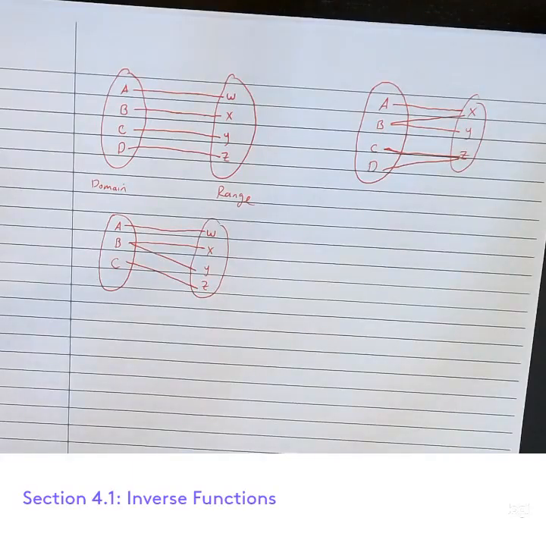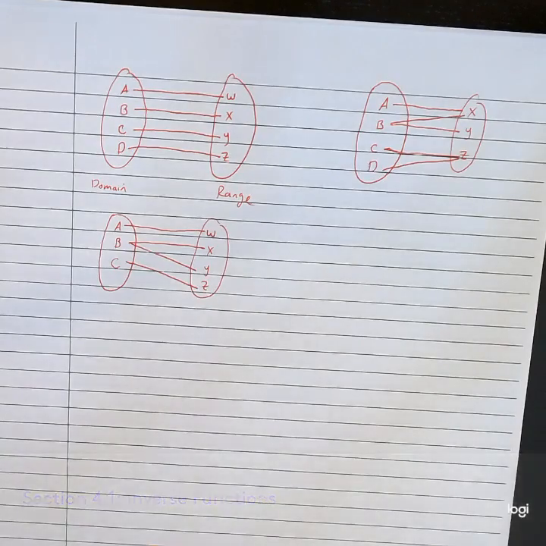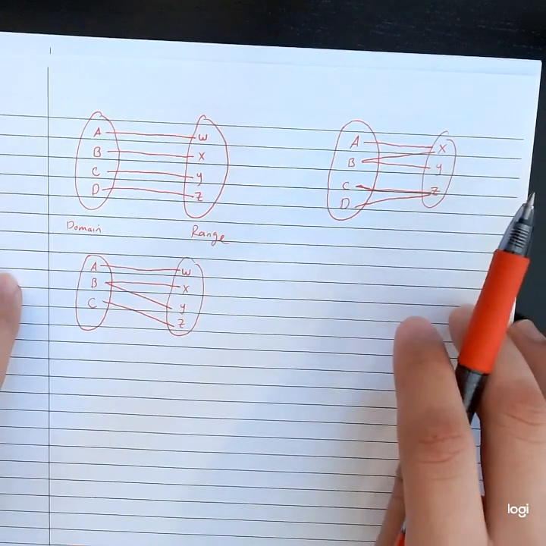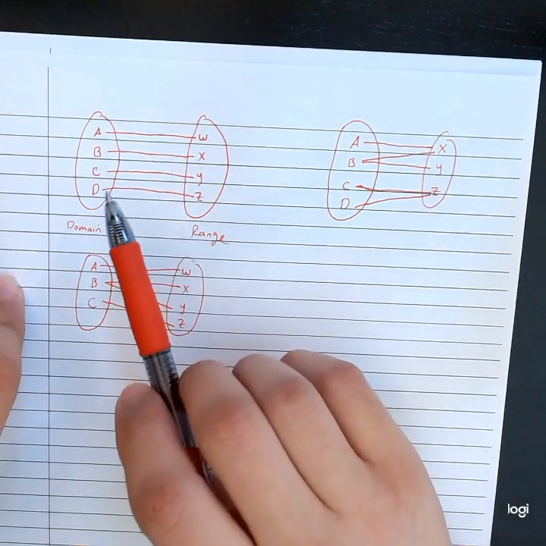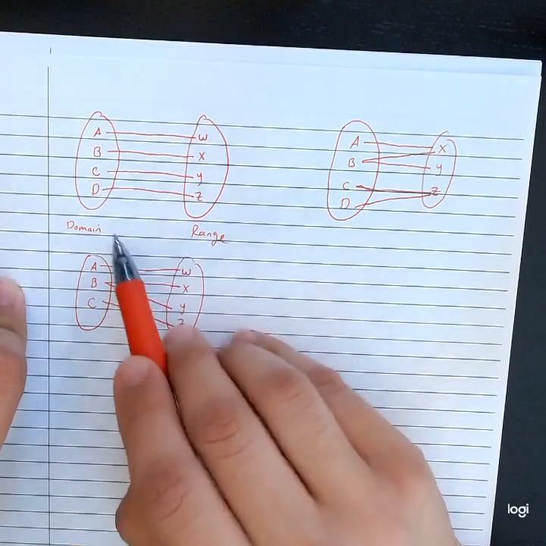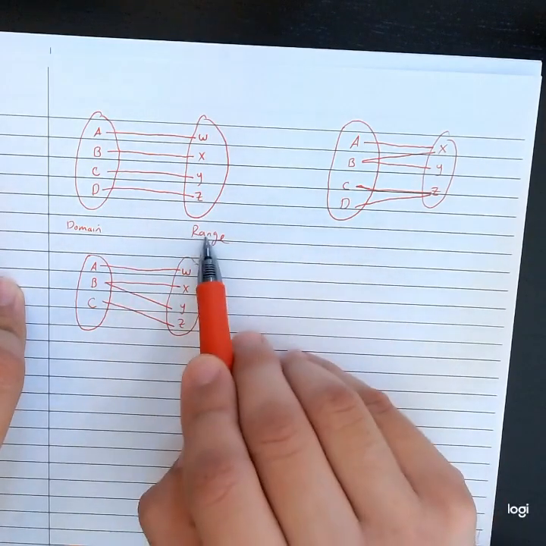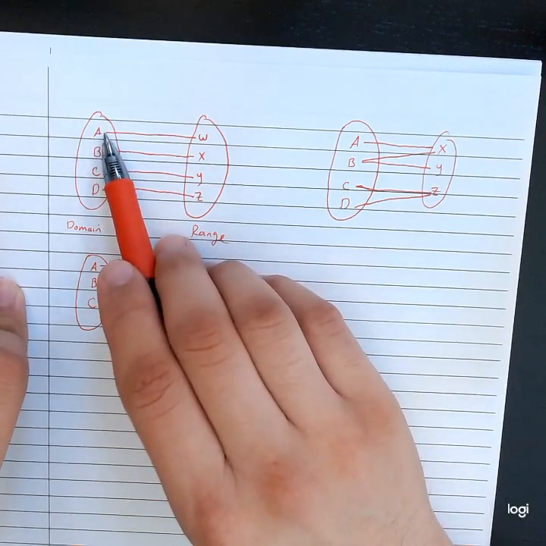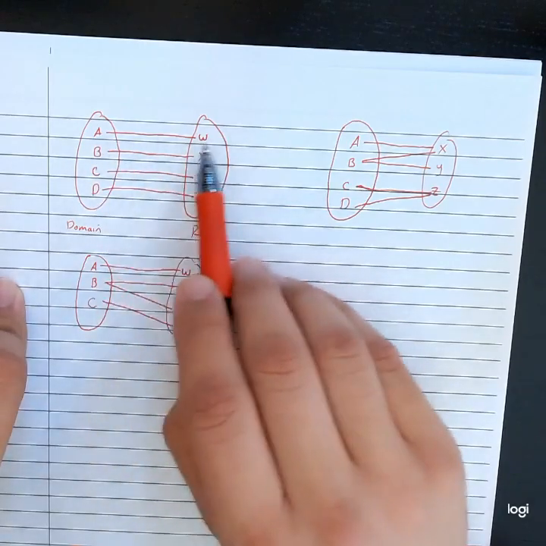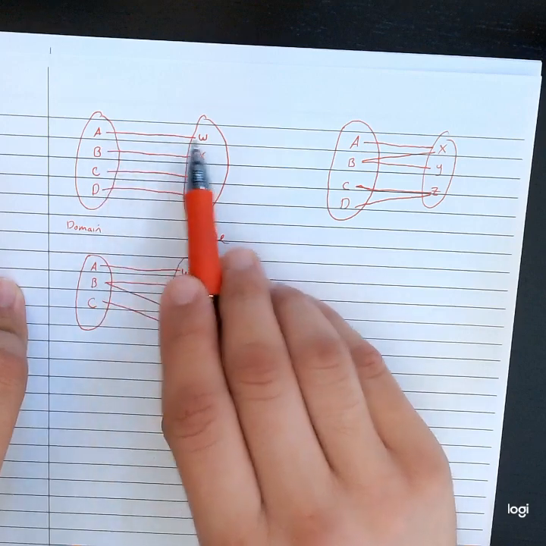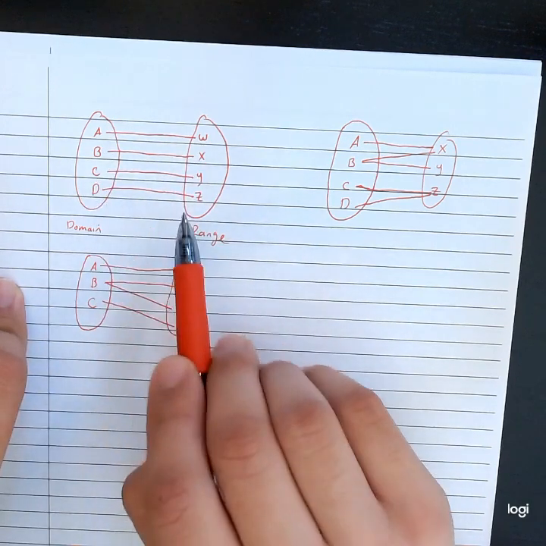All right, so now let's take a look at section 4.1 and look at the concept of an inverse function. So you'll remember from previous sections, we define a function. Here we have one illustration of a function. Note that every value in the domain of the function maps to an element in the range. So here you're saying, okay, there's something about A and W that has them paired together. There's some relationship between these two, and some relationship between B and X, C and Y, and D and Z.